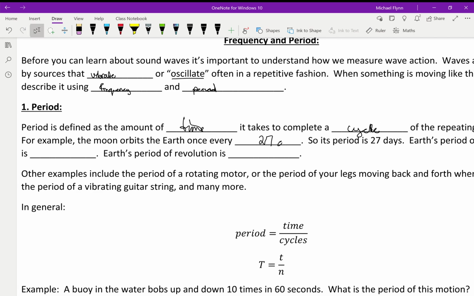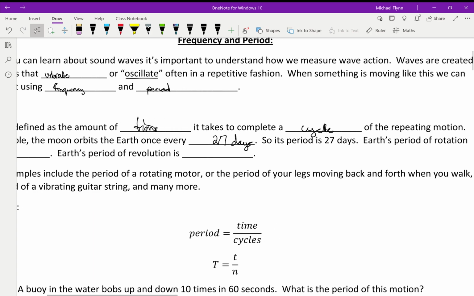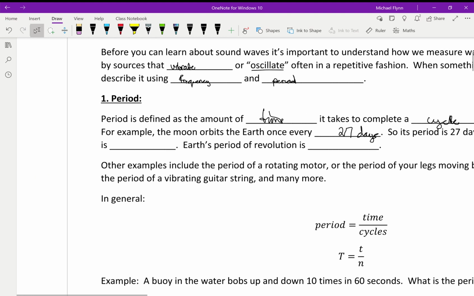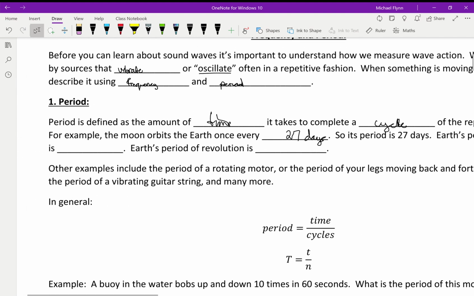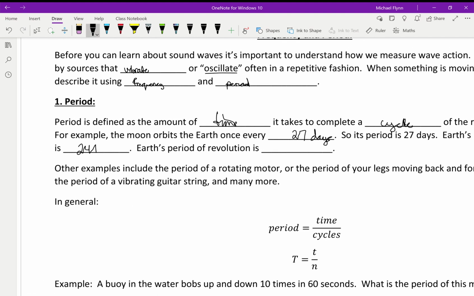The moon orbits the Earth once every 27 days, in case you forgot that. So its period is 27 days, of course. Now the period of rotation of the Earth is 24 hours. Remember we talked about that before? But the period of revolution would be 365 days.